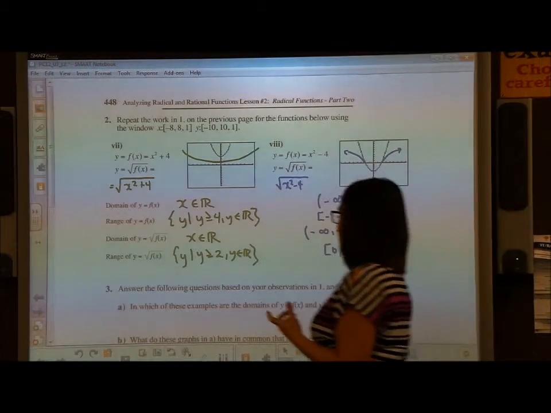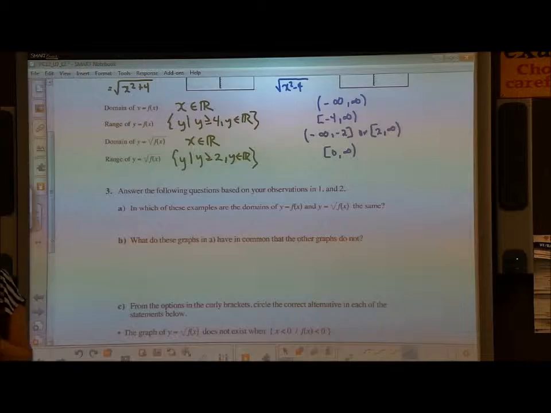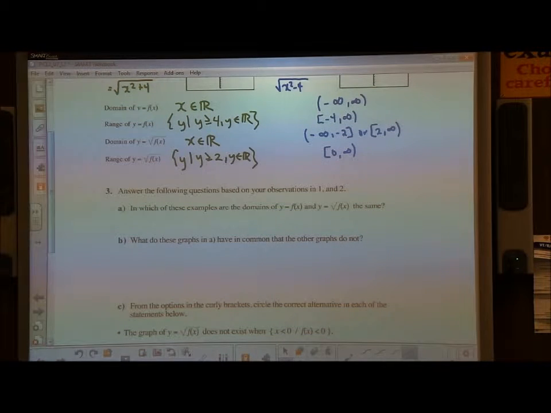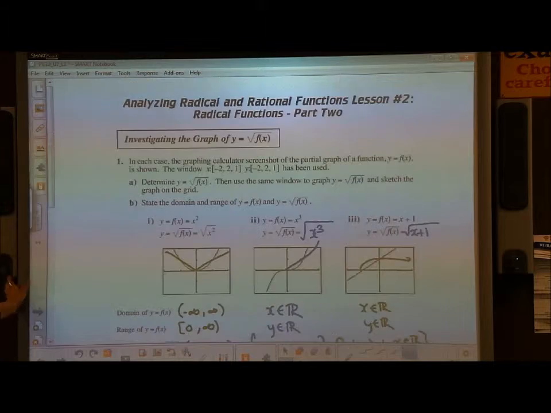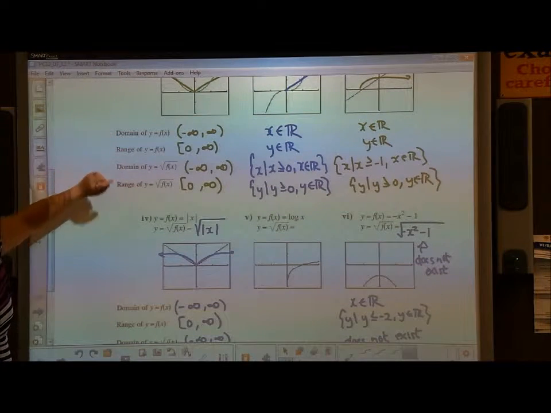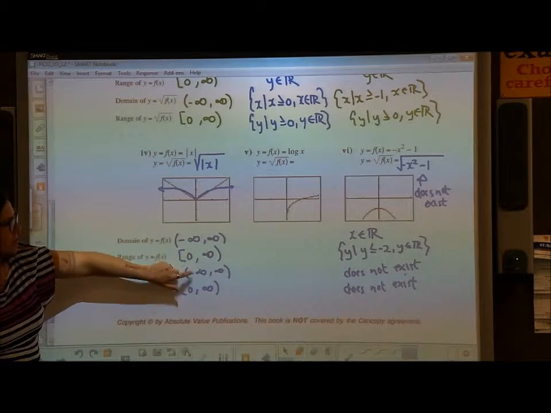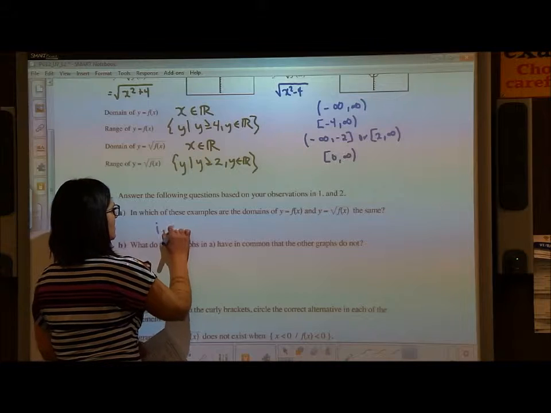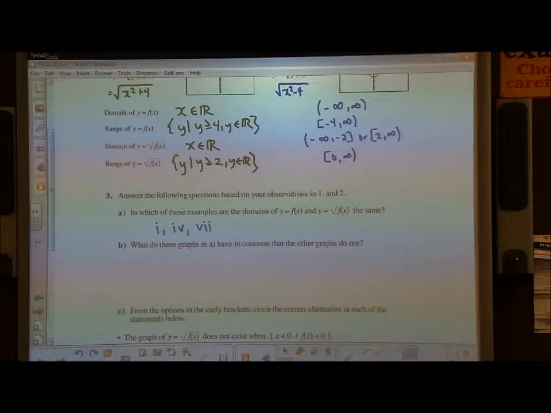So in which of the examples from question 1 and 2 were the domain of the original and the domain of the square root the same value? So where did I have the same domain? The domains were the same in the first one, and they were the same in number 4, and again in number 7. So 1, 4, and 7, I had the same domains. And it said, what do the graphs have in common that the other graphs don't? So why were the domains the same?